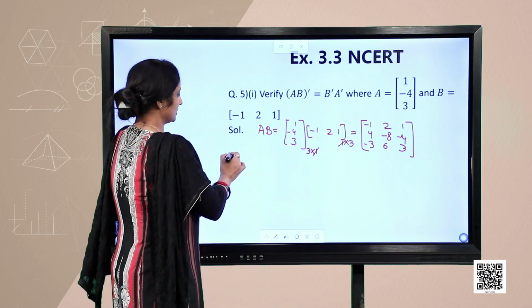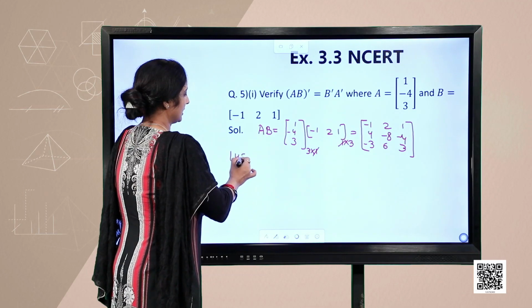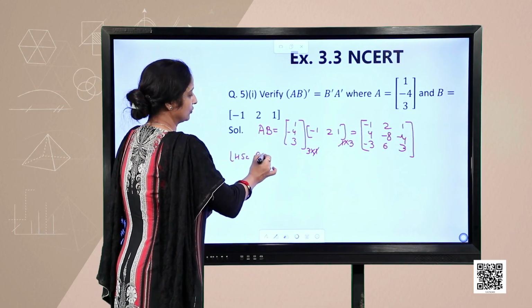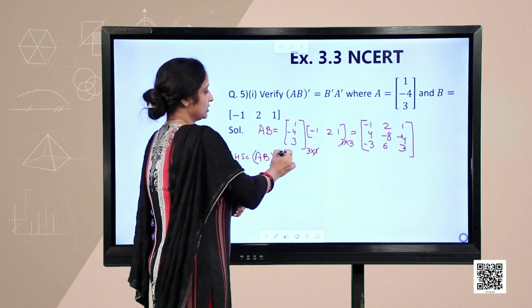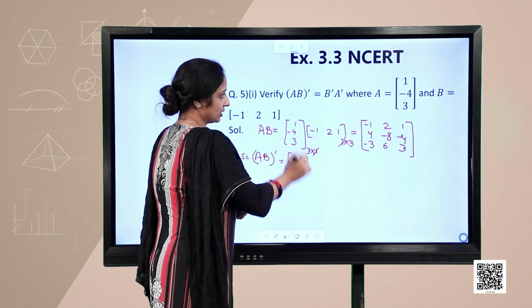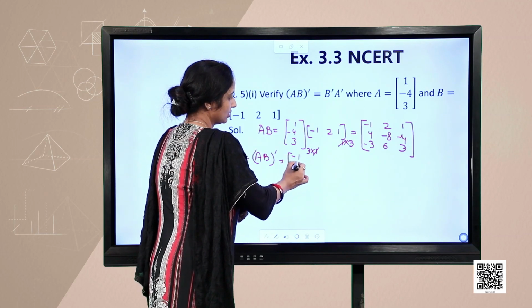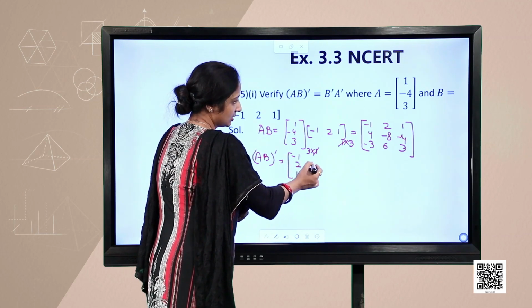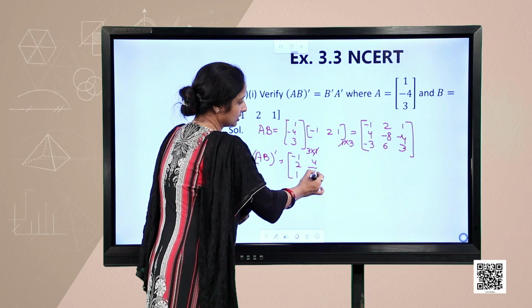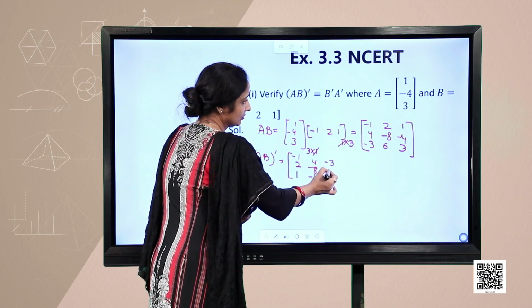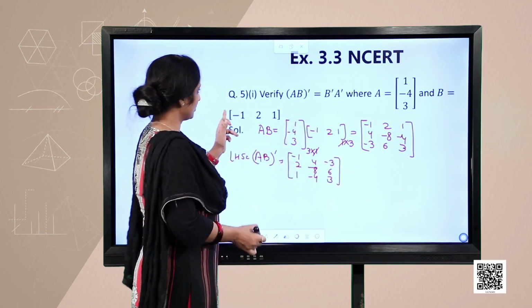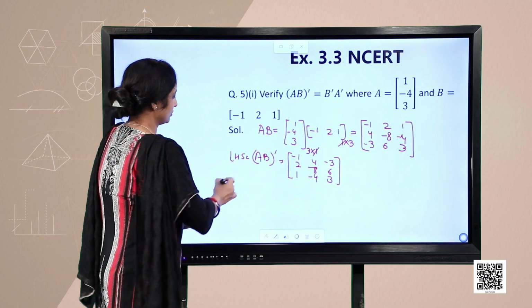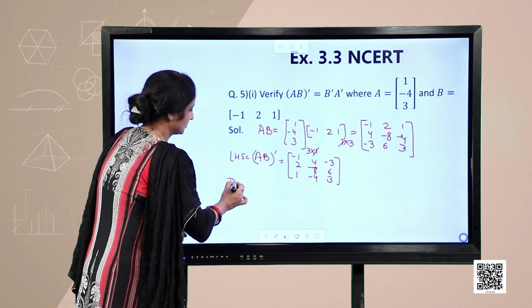After that, for LHS, I need the transpose of this matrix AB. So, let me just take its transpose by converting its rows into columns like this. You must have become familiar with this process by now. So, now you require B transpose A transpose. So, I will just write them directly.